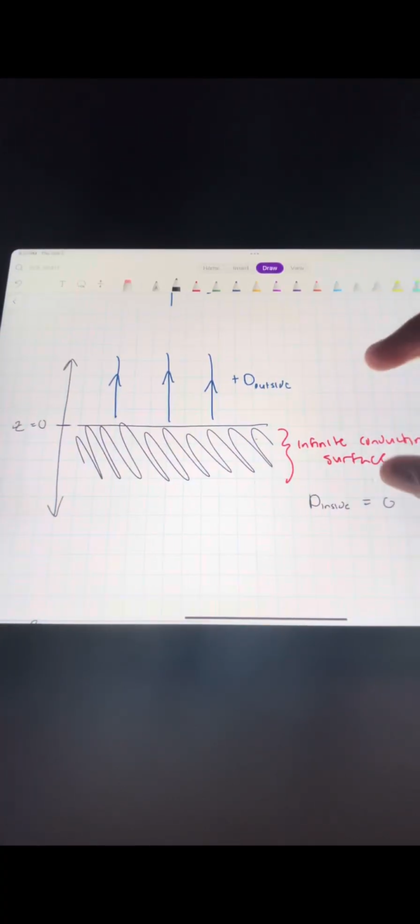We have an infinite conducting surface below z equals 0, and inside the conductor D equals 0, because in an ideal conductor there's no electric flux density. Right outside, D points normal to the surface, and I've labeled that D outside. Applying the formula, the surface charge density, rho of S, equals the contribution outside minus the contribution inside, and there's no contribution inside, so we're just left with surface charge density equals the contribution outside.